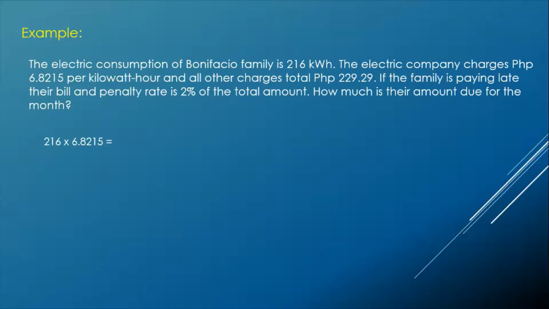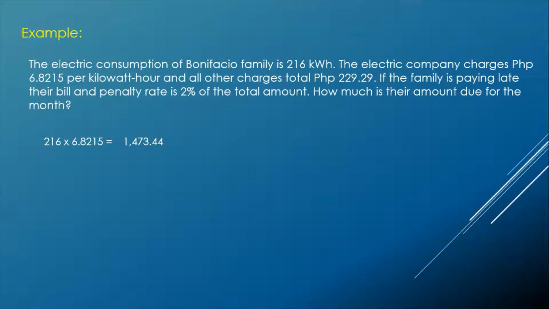So we have here the total electricity consumed by the Bonifacio family, which is 216, and the rate of the electric company per kilowatt hour is 6.8215. So we are going to multiply the kilowatt hours consumed and the rate of the company per kilowatt hour, which is 6.8215. So 216 times 6.8215, that is 1,473.44.